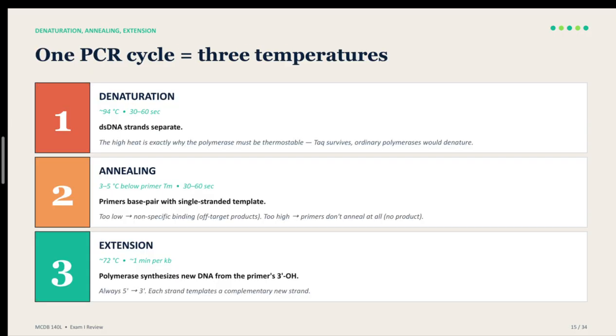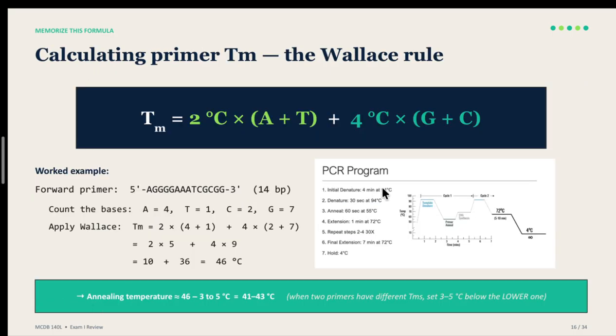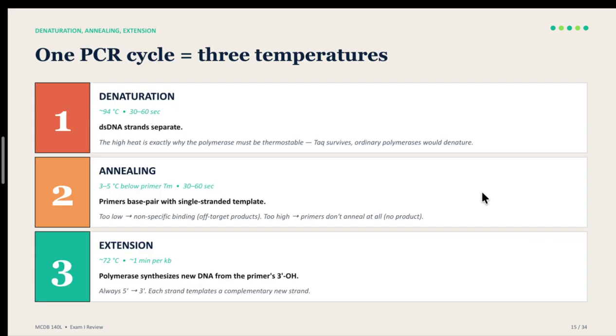Okay, 1 PCR cycle, 3 different temperatures, okay? And just as a quick thing, that's a picture of the PCR program. Again, it's in your full deck of slides. But yeah, let's break it down. So there are 3 main parts: denaturation, annealing, and extension. So there's roughly 30 cycles of these 3 temperatures. So you just keep on cycling through these 3 steps.